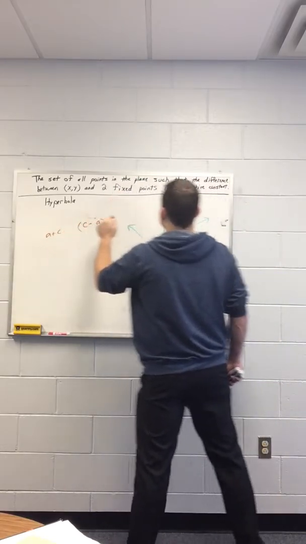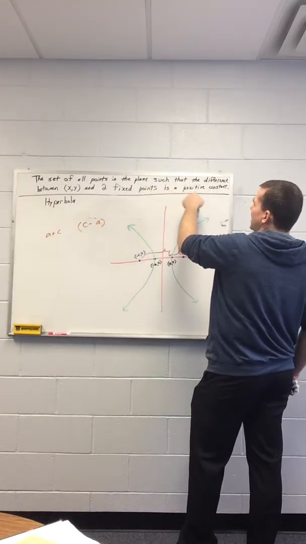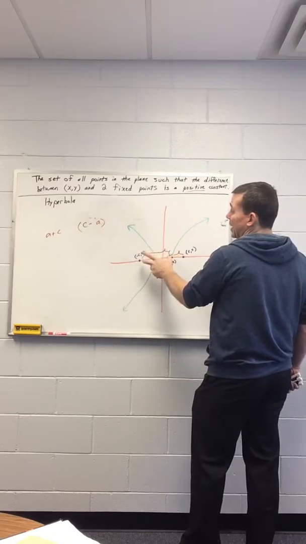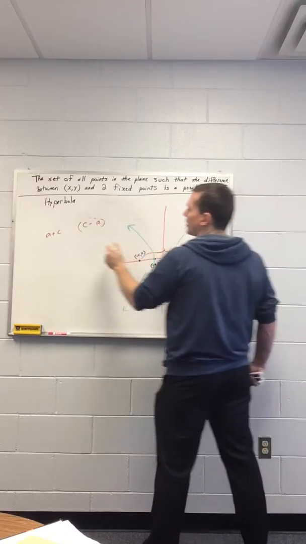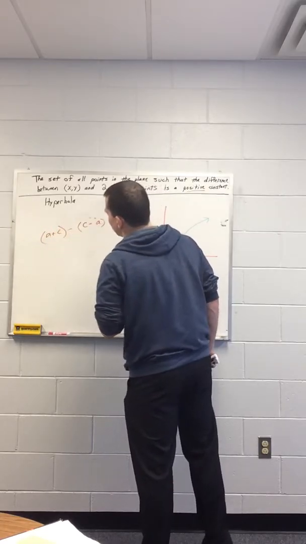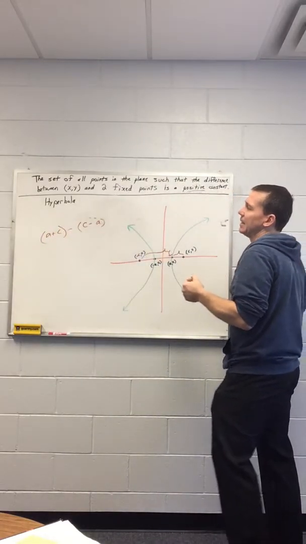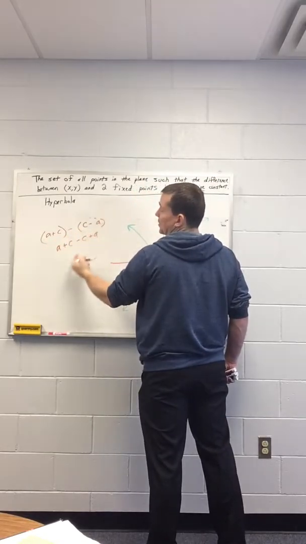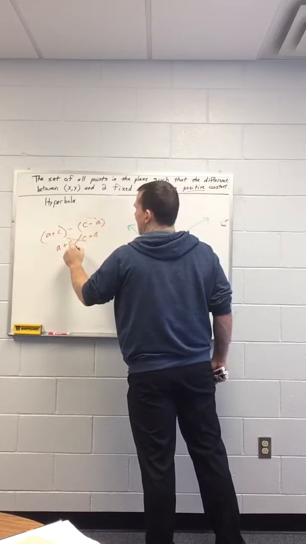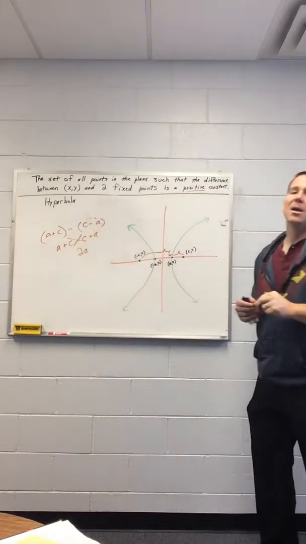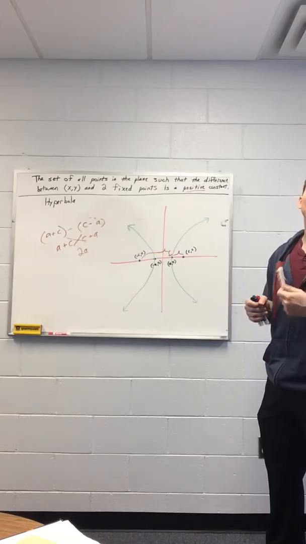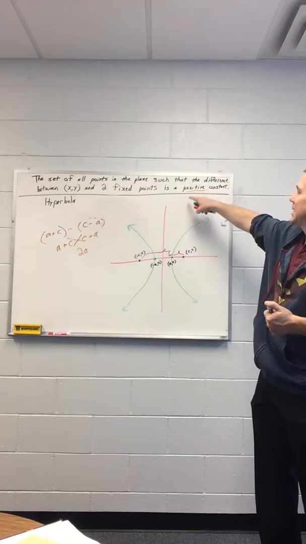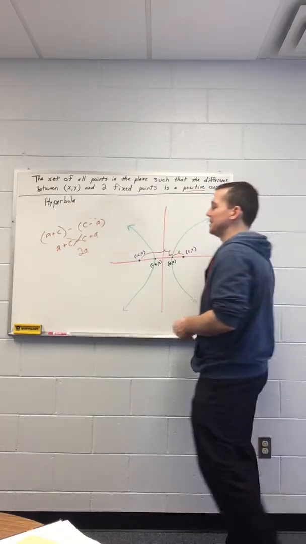Since this difference has to be positive, this distance is clearly bigger than this distance, so we'll do the bigger distance minus the smaller distance. So a plus c minus (c minus a). If you do that out, you get a plus c minus c plus a, distribute your negative, the c's cancel, and you get a plus a, which is 2a. Which means it's essentially defined the exact same as we did with an ellipse. The fixed positive constant is just 2a, just like it was for an ellipse.